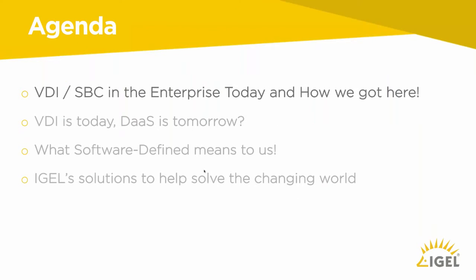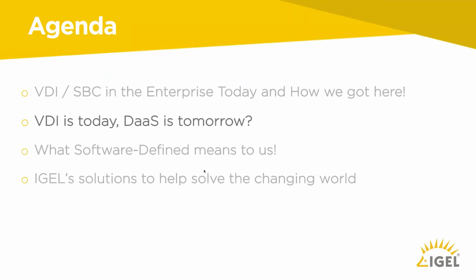My agenda is pretty simple. The first thing we're going to do is talk a bit about the past, because we really want to understand what's happening today and where we're going in the future, and the best way to do that is to understand the past. Then we'll talk about the present and the future, and try to look into my crystal ball and see where we are going. Today is VDI, tomorrow is DAS, and we'll talk a bit about that.